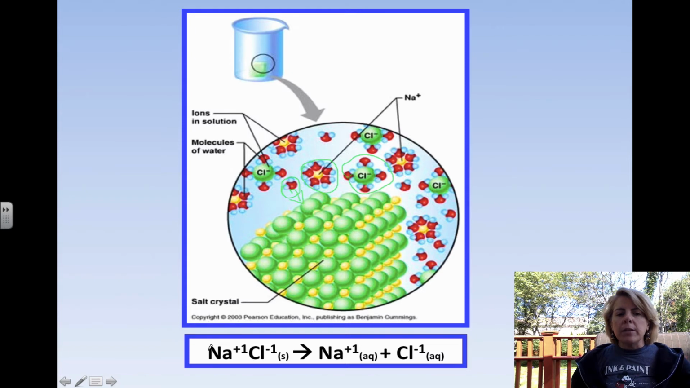At the bottom here is a dissociation equation. We have sodium chloride, and notice that it separates out into sodium 1 plus and chlorine 1 plus.